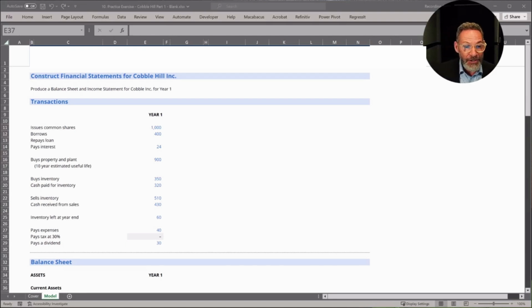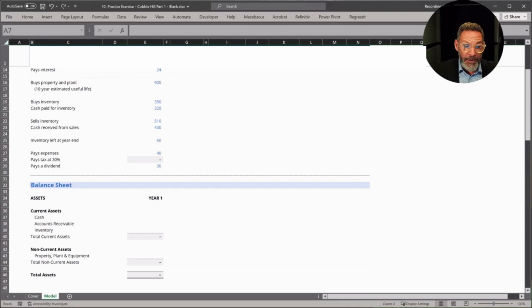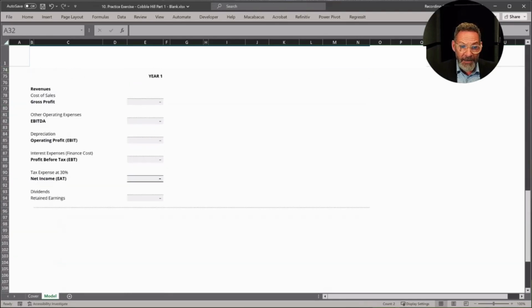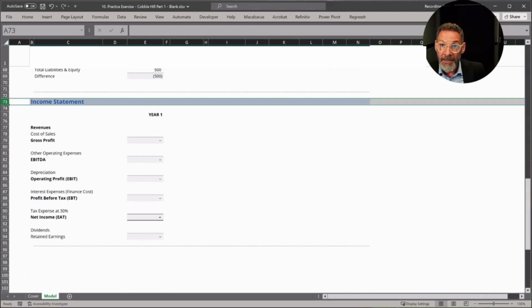Now, the transactions that we're going to record are in row 7 down, and there's quite a few, so it's going to take us a bit of time to go through this. Then we have our balance sheet in row 32, and then we also have our income statement starting in row 73. Let's see if we can get this all working together.